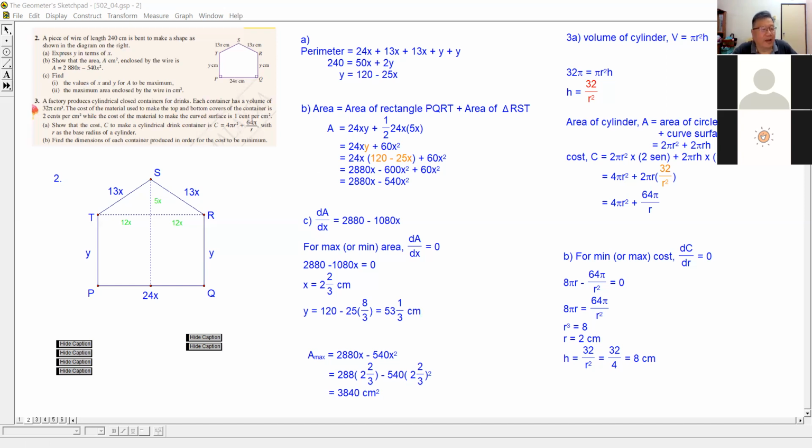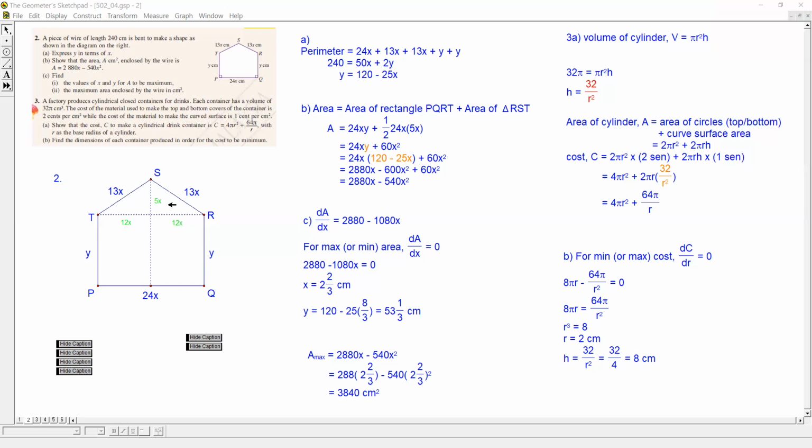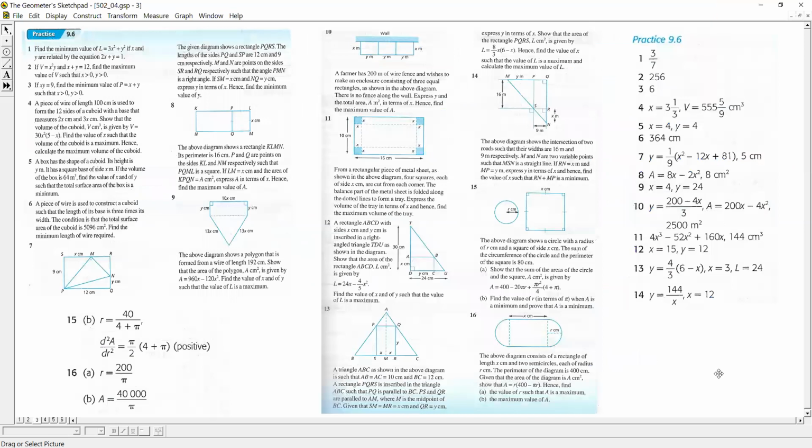Okay. So this, your homework, the teacher asks you to do this. I have done all for you already. Answers also I have checked correct already. So you please try these questions. Answers are here. Practice 9.6. All these questions you choose at random. The standard of these questions is more or less the same as your SPM standard.